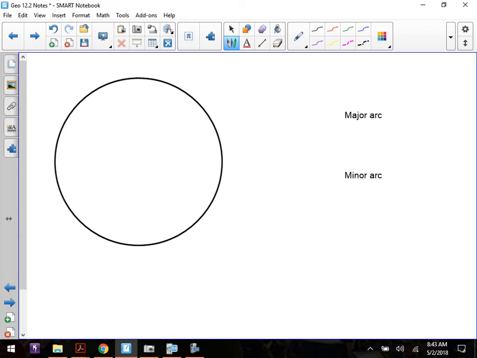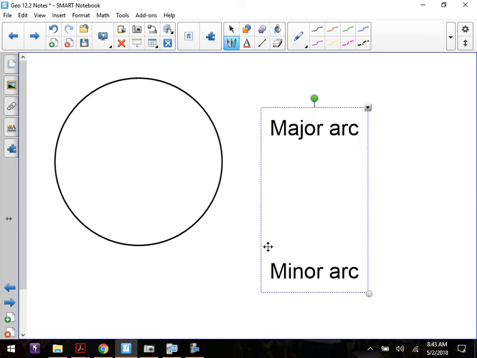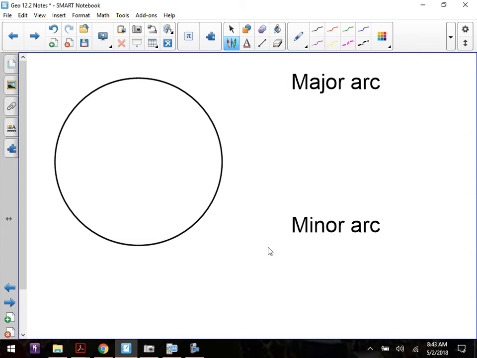We talked about these before as well. You guys remember the difference between a major and a minor arc? They just kind of come back in with the vocabulary. Last chapter we defined it, and we didn't really have a lot of problems with them. But do you remember the difference between a major or a minor arc?